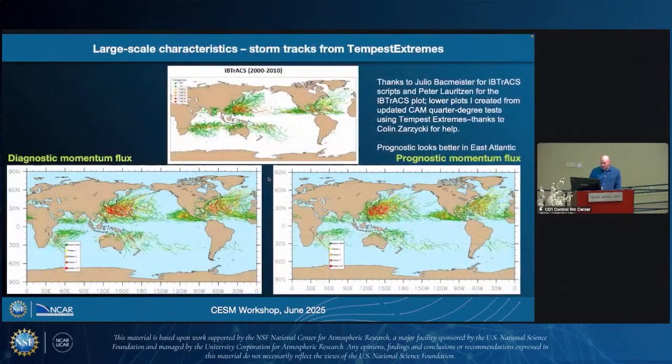As far as the large-scale characteristics of what we're seeing in these quarter-degree runs, and these, by the way, are fully quarter-degree runs, they're not regionally refined, a couple of things I'll highlight: there are too many cyclones. It turns out there are too many after an analysis by Collins Zarzycki. But we do think that the prognostic momentum looks better in the East Atlantic than the diagnostic case over here.